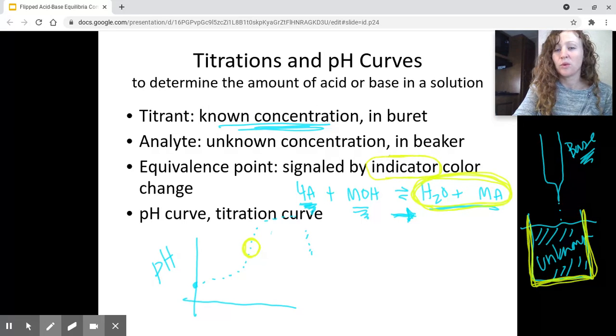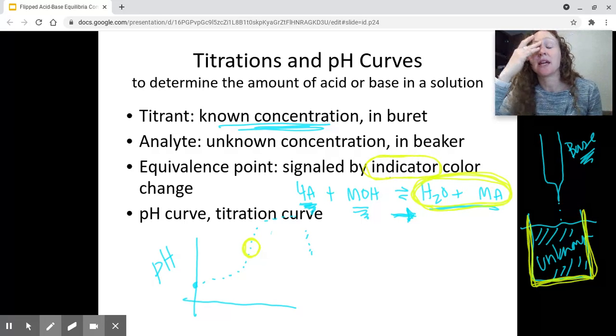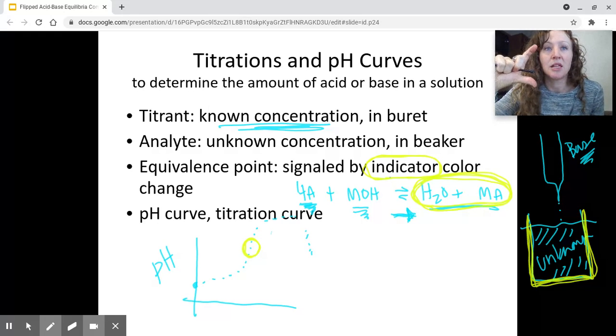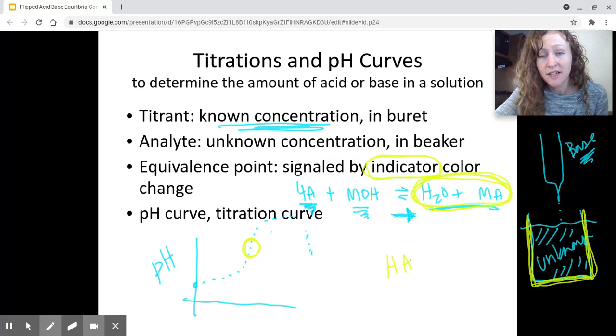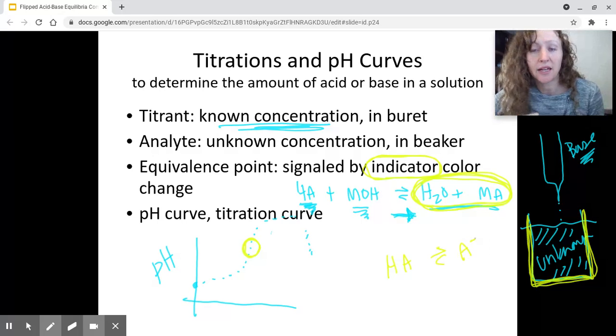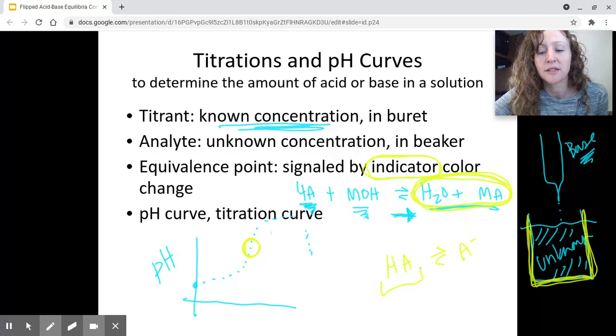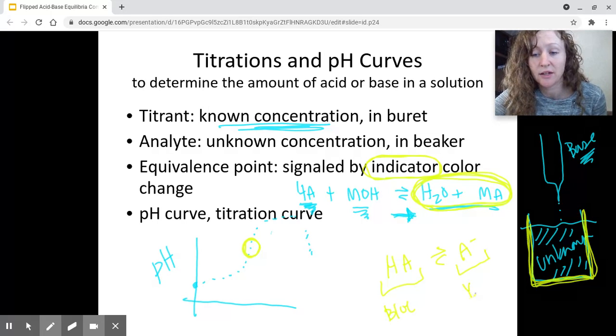You may remember this from the beginning of the year. An indicator is a molecule that is usually a weak acid. It has a weak acid form that's one color. And when that hydrogen is removed from it and it's just the anion that's left, it's a different color. So let's say the weak acid color is blue and the ion form when it's deprotonated is yellow.